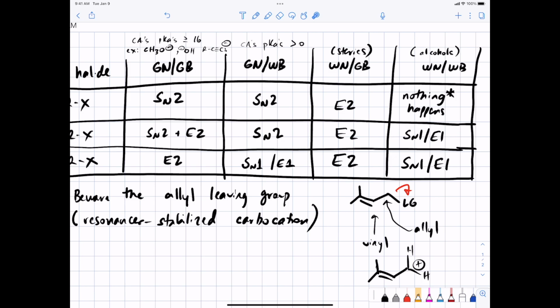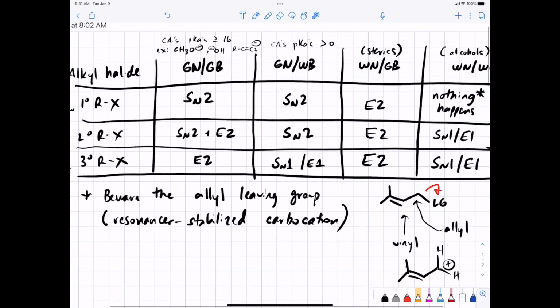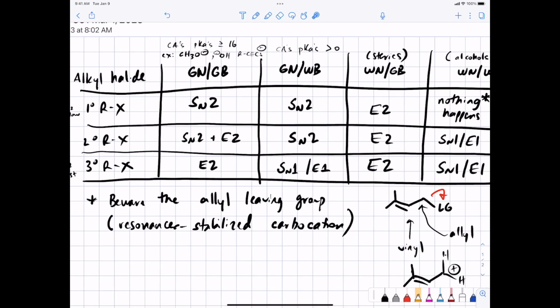Along those lines, I wanted to ask about the acetate ion, because that one fits our definition of a good nucleophile, but there's also a lot going on. Yeah, the acetate anion like this is a good nucleophile. Probably not a good base, because its conjugate acid pKa is not high enough.